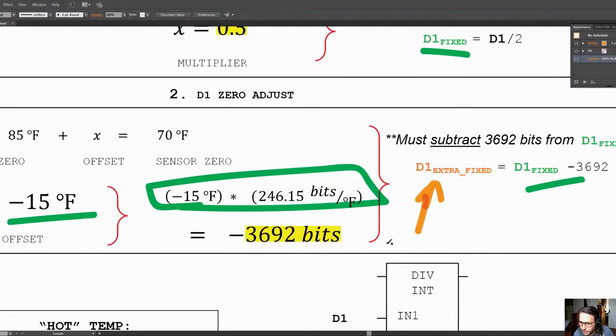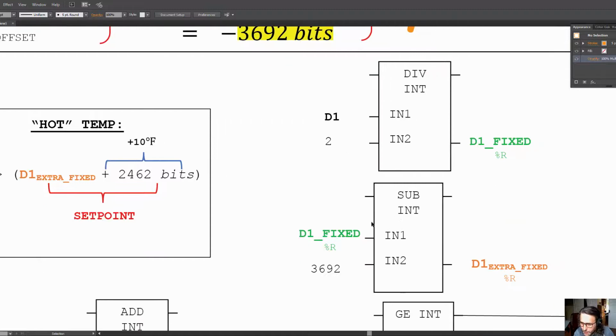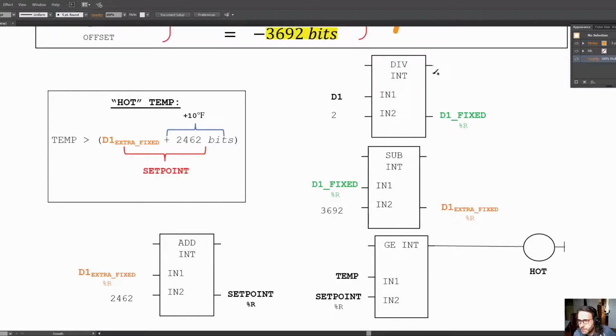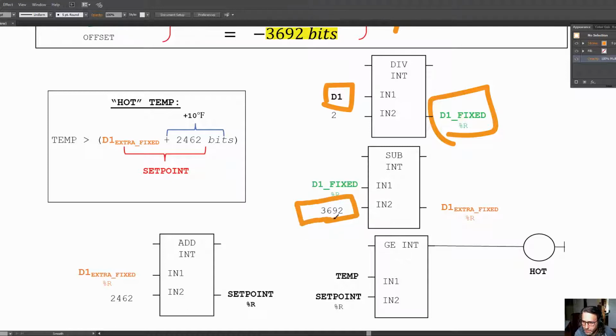Let's take a look at the analog blocks. I didn't quite have enough room to fit it all in one line. So here's where we're starting. We're taking the D1 from the original dial, dividing by 2 to get this adjusted or fixed D1. And here's the new part, where I'm taking that and subtracting the 15 degrees. So this is 15 degrees in bits.